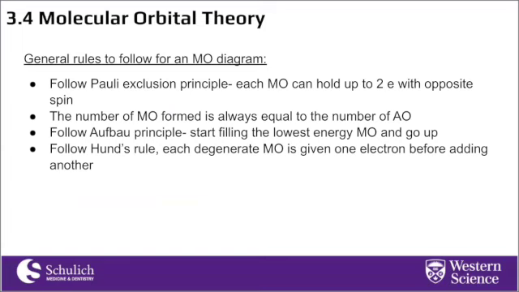So there are some general rules to follow when you're creating an MO diagram. It has to follow the Pauli exclusion principle, so each MO can only hold up to 2 electrons and they have to be opposite spin. The number of MOs formed is always equal to the number of atomic orbitals that were put into it. You have to follow the Aufbau principle, so you start with filling the lowest energy orbitals and go up from there. And you also have to follow Hund's rule, so degenerate MOs are each given 1 electron before adding another.